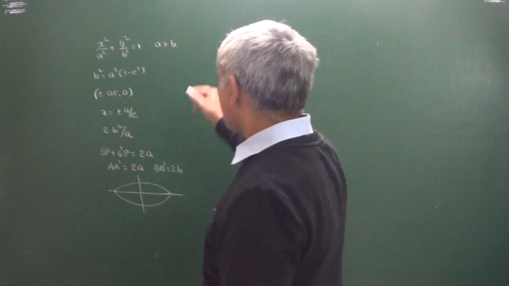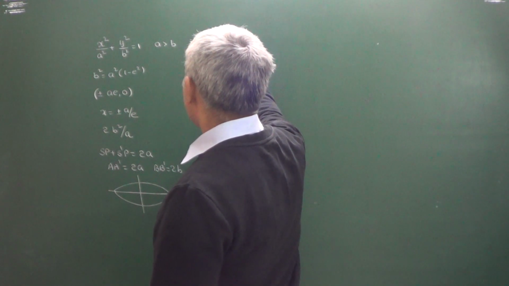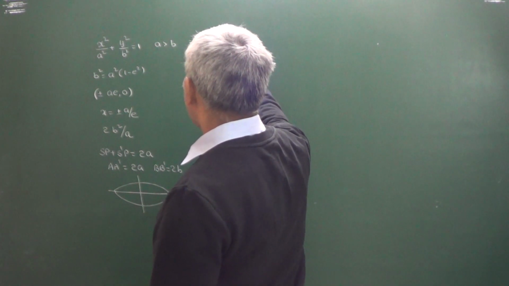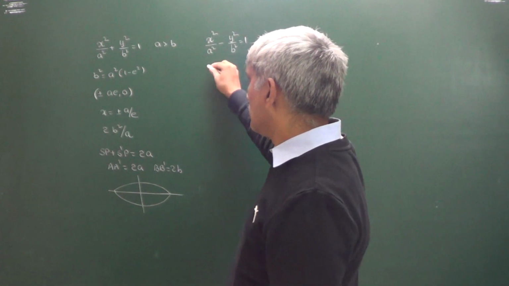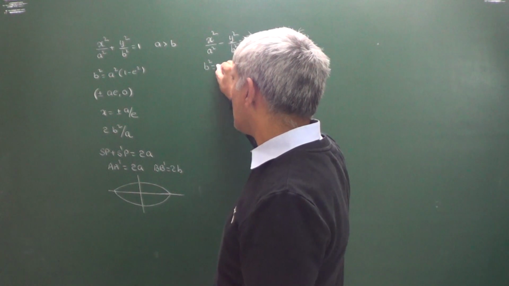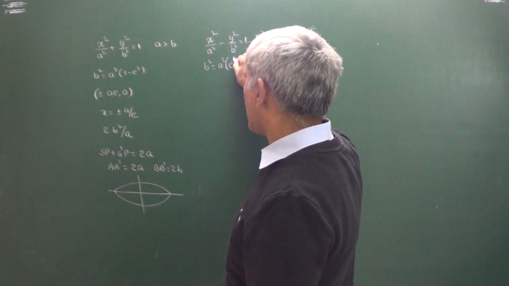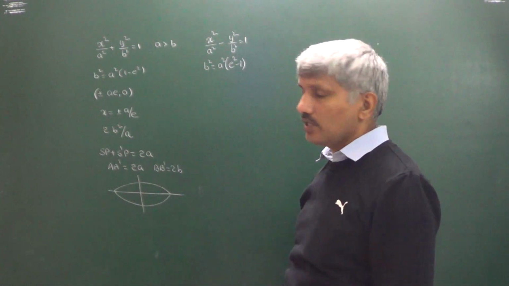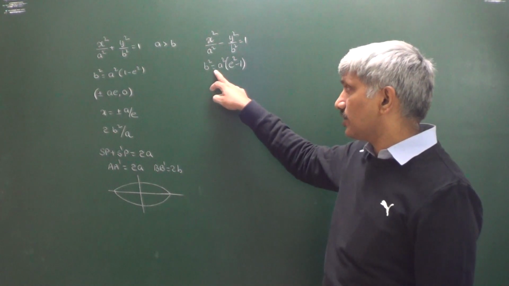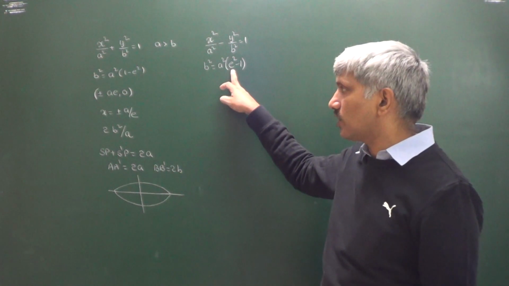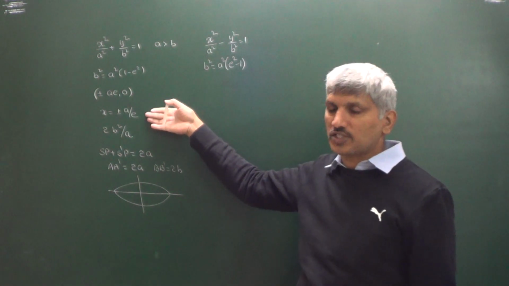Next one is x square by a square minus y square by b square is equal to 1, the equation of the hyperbola. Here the condition is b square is equal to a square into e square minus 1. Same focus, same equations of directrices.